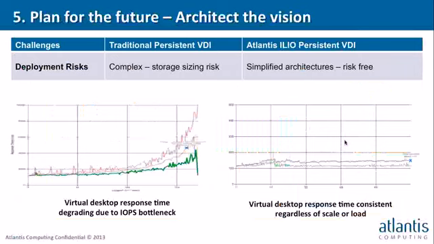So we start to look at planning for the future and architecting the vision. And this comes down to a lot more of the technical architecture. Here's an example where somebody started to size the storage for a particular use case and found out that it started to fail. As we go left to right on the left-hand graph, you can see a significant peak as they start to add more and more users against the same server and storage. So the performance is dropping off.